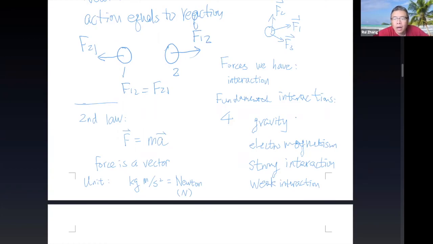So at high temperature, some of these interactions can be united into one interaction, when the energy is really high. When the energy is low, it becomes different. Anyway, for just the normal temperature scale we have, there are these 4 interactions.